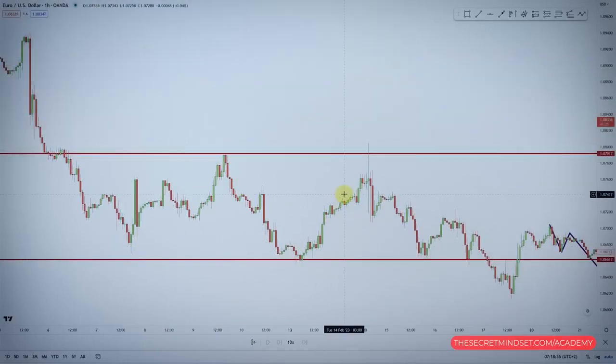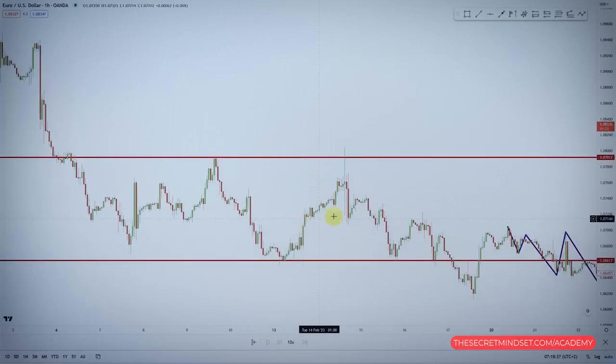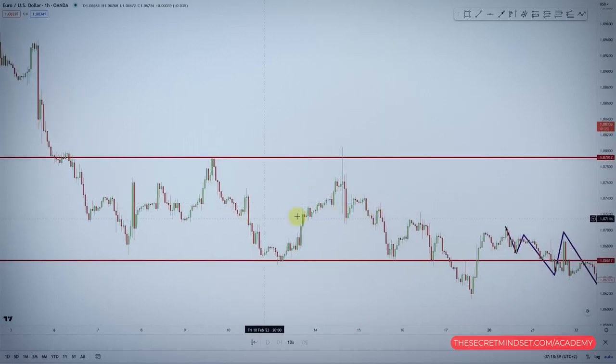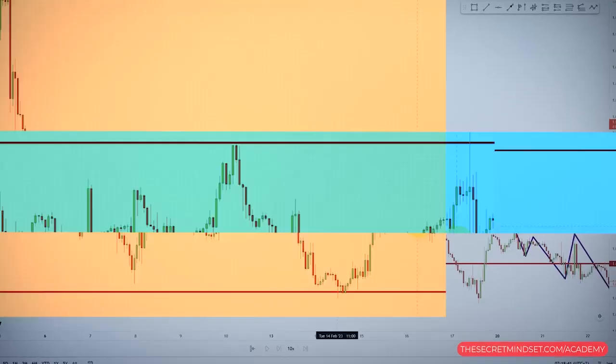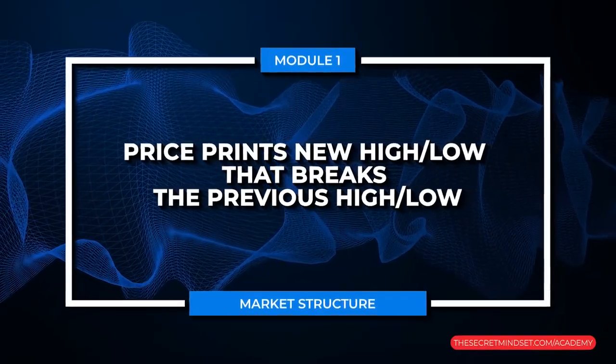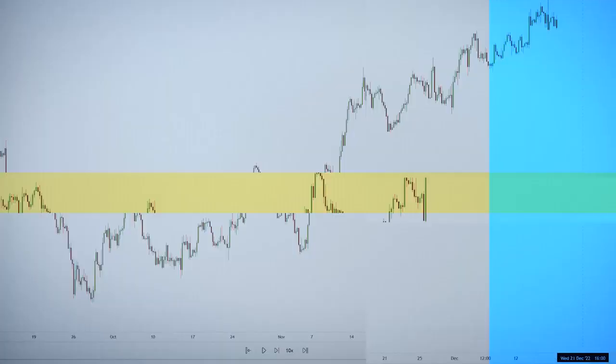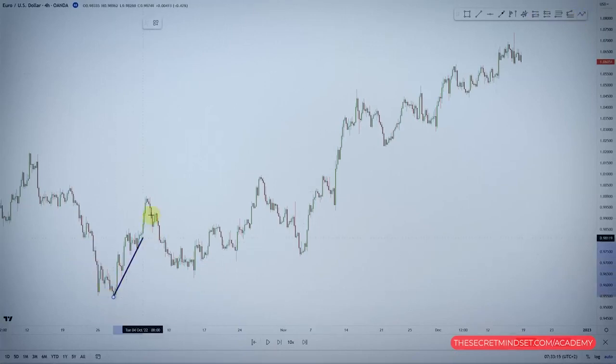These are the obvious concepts regarding market structure. Now let's go deeper, and let me share the subtleties of the market structure. The first principle is the most obvious one.